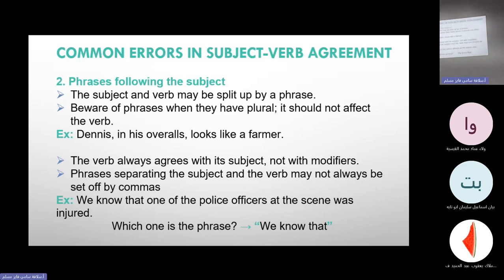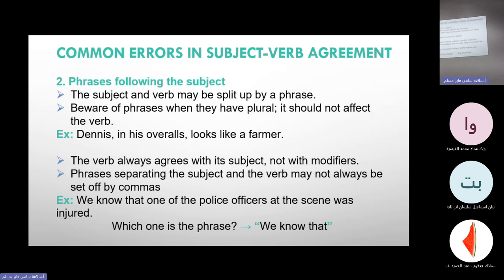Beware of phrases when they have plurals. It should not affect the verb. Why? Because the verb agrees with the subject. It doesn't agree with the phrase. Okay? What matters is the subject. Whether the phrase is plural, singular, dual, whatever, it does not affect the main verb, because the main verb follows the subject.